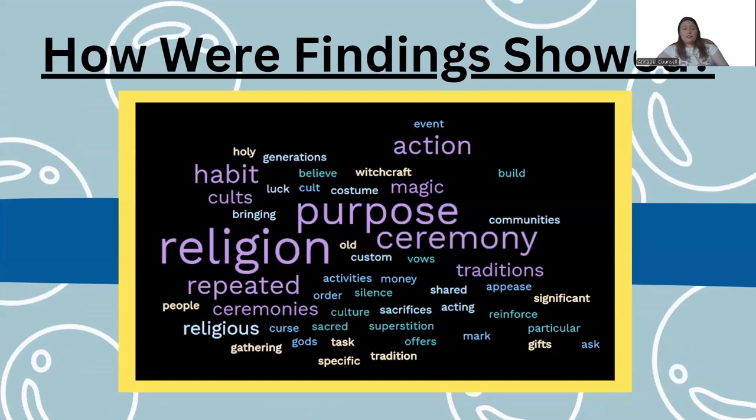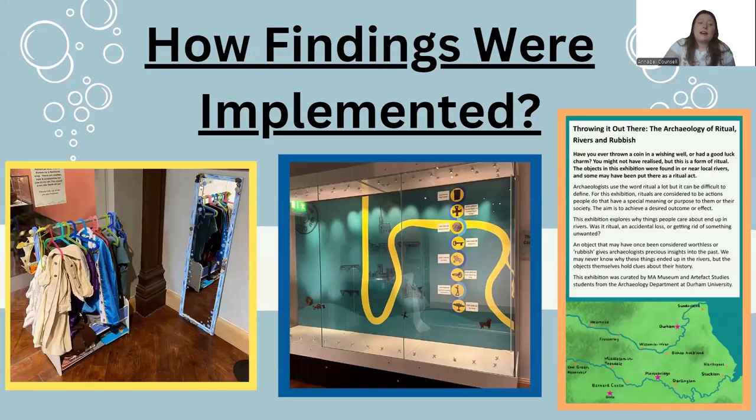Another way we presented the findings was through word clouds. This was really helpful to see the most popular answers. For example, this was one I think also put to the parents and guardians of the children's focus group: what does ritual mean to you, and what do you think ritual means. So how the findings were displayed is very much an interesting one.